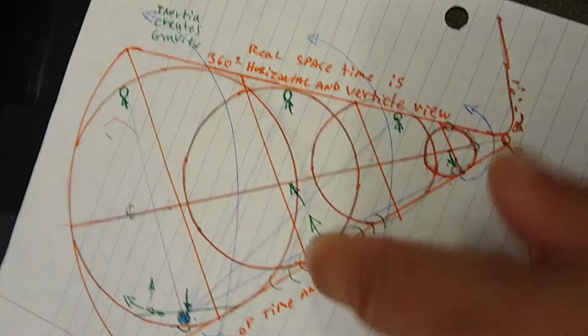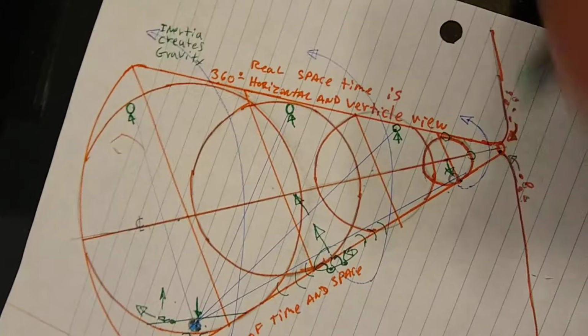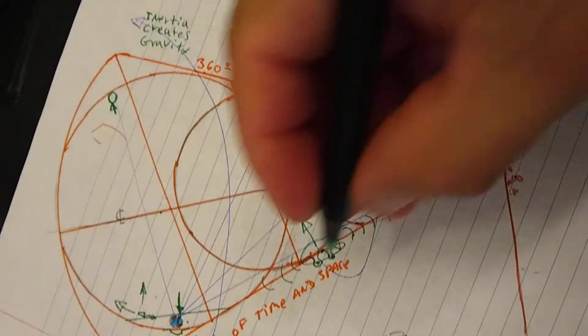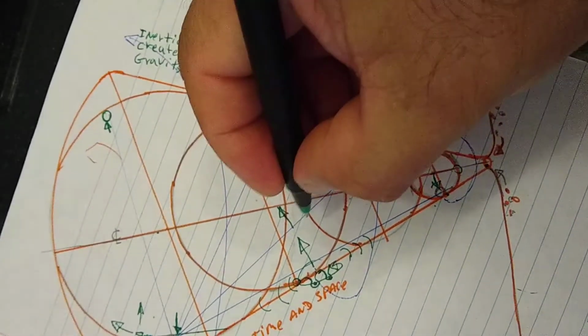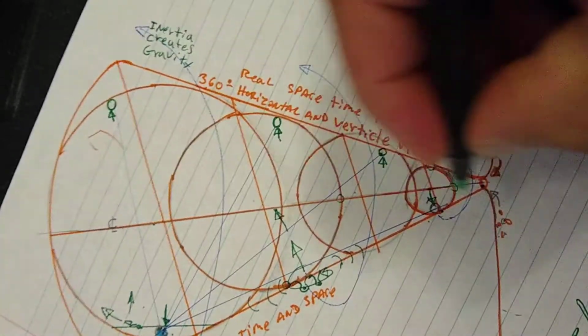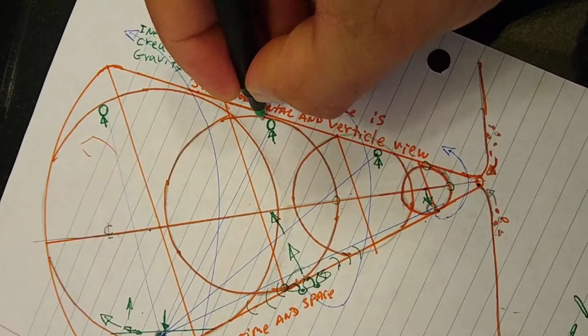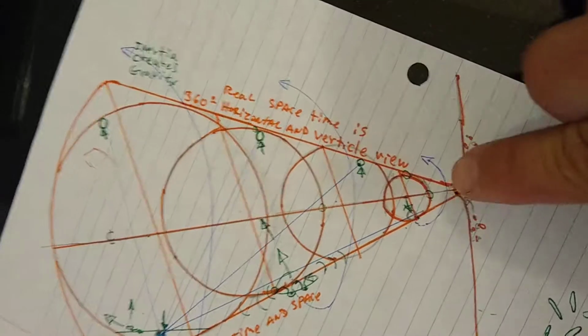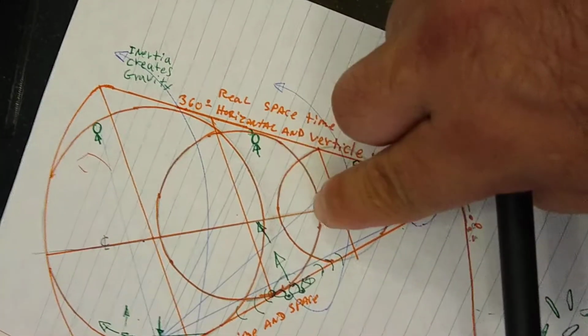So if you do that, let me show you. Let's pretend that over time, this one will move over here. This one will move over here. And this one will move over here. As you can see, the distance is increasing as time goes by.